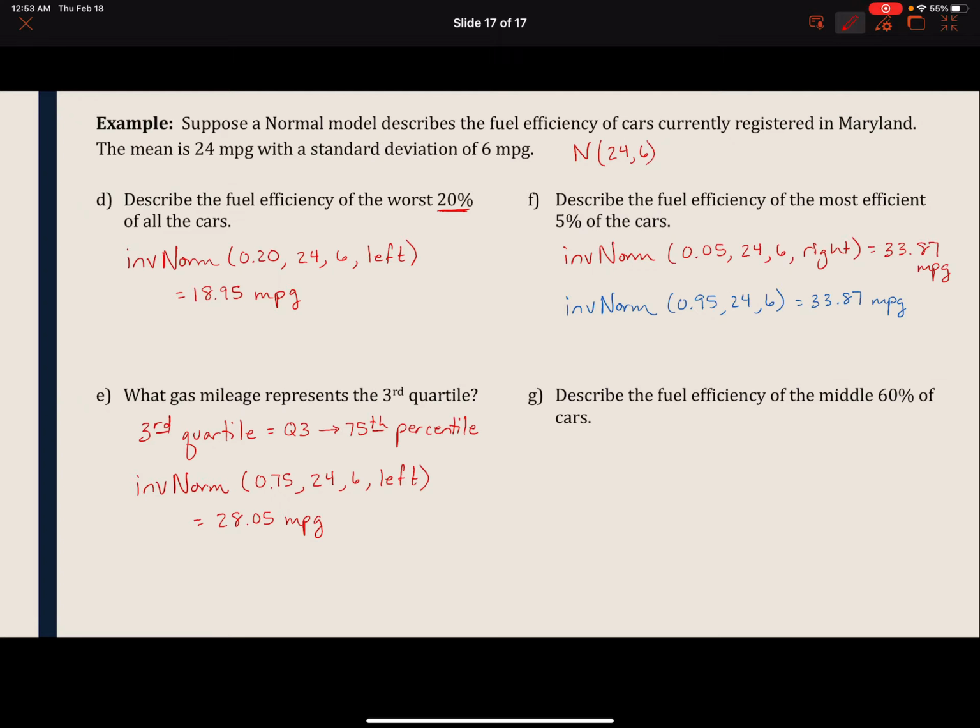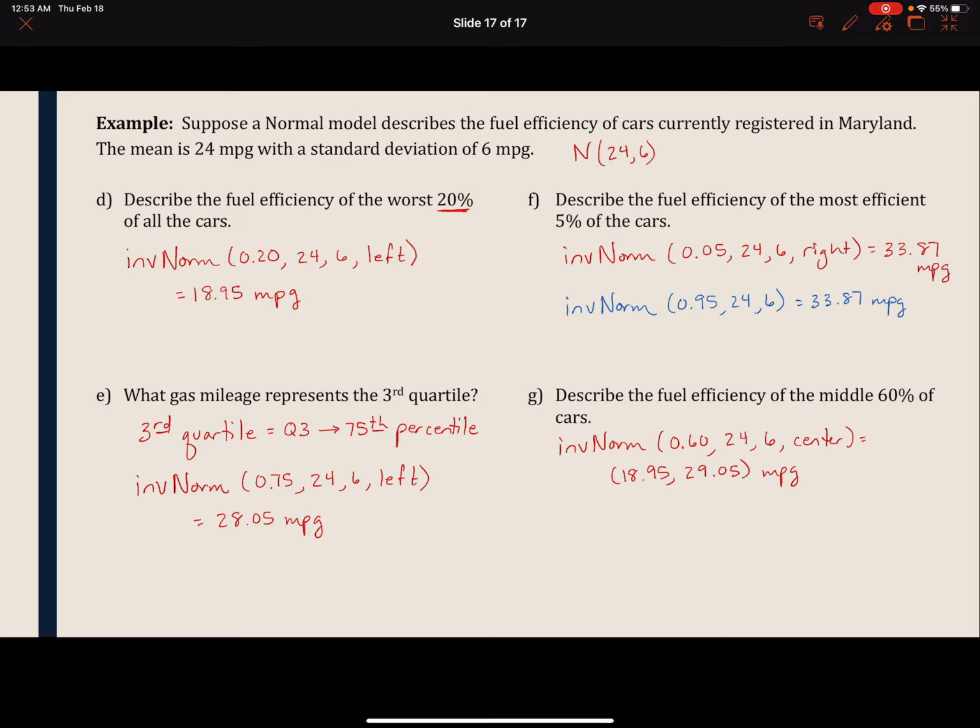For part G, it says, describe the fuel efficiency for the middle 60%. So if you have the newer calculator, you're going to enter 60% using 24 as the mean and 6 as the standard deviation, and then you're going to choose center. And that's going to give you the interval from 18.95 to 29.05 miles per gallon.